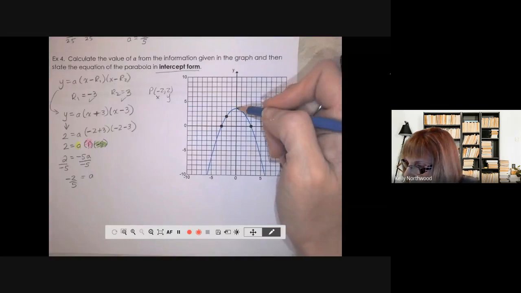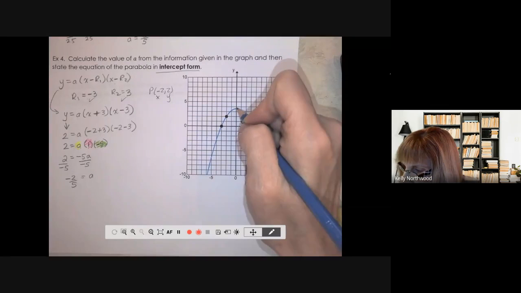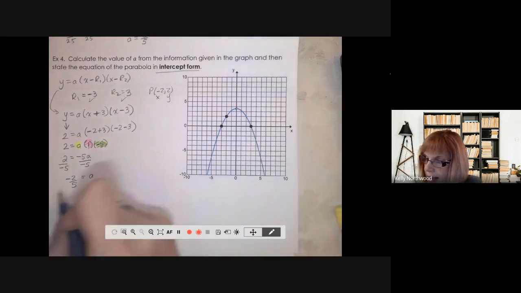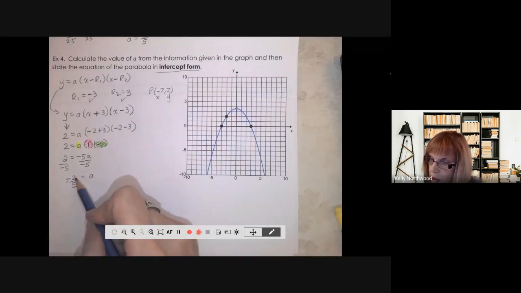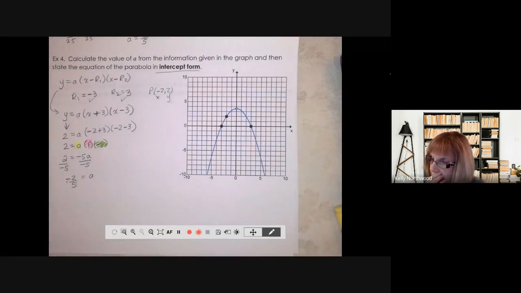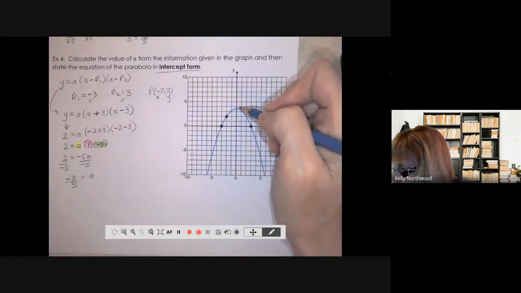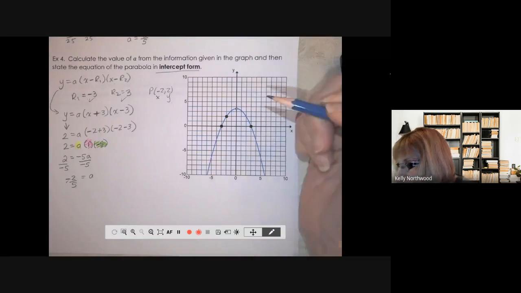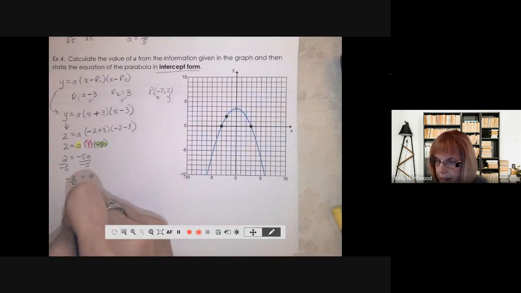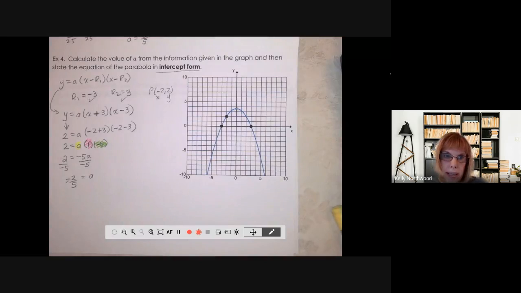So here's my vertex. Negative makes sense. 2/5 in decimal is exactly 0.4. So does it look like when I go over 1, I go down 0.4? Yeah, it does. Okay, so it makes sense. So I always check to see if it makes sense on the graph.